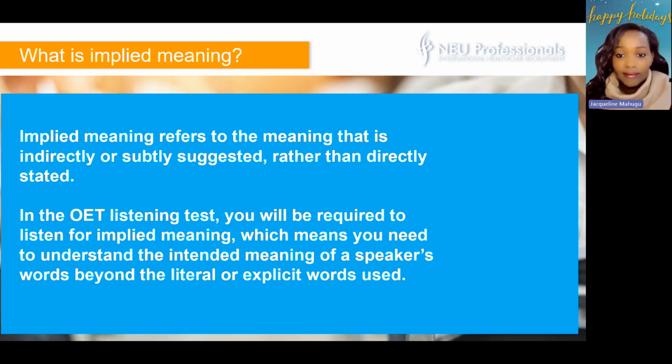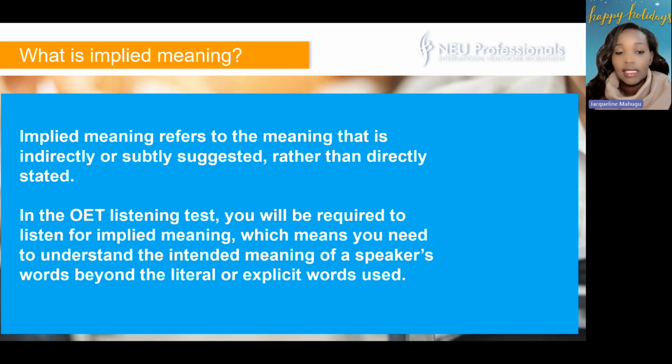But implied meaning is when someone says one thing, but they actually mean something else. It's like a hidden message that you have to figure out by paying attention to the context, the tone, and nonverbal cues. For example, if someone says, I'm fine, in a sad tone of voice, they might actually be feeling upset, but they're not saying it directly. So to understand implied meaning, you have to pay attention to the way they're saying it and the situation they are in. It's like a hidden meaning that you have to solve to understand what someone really means.